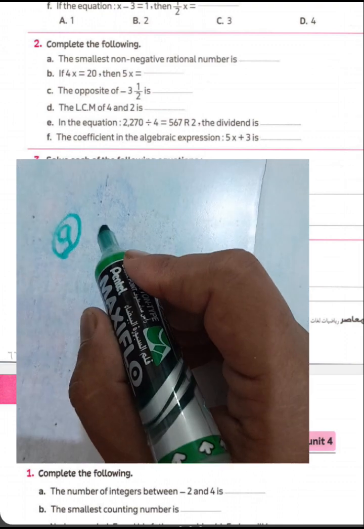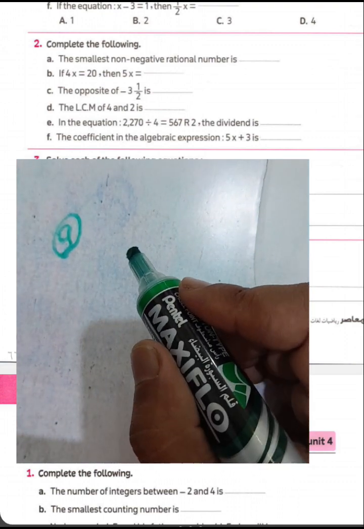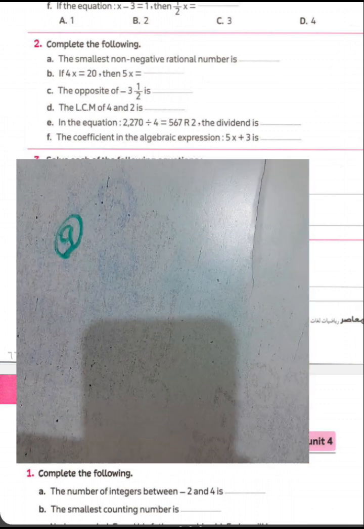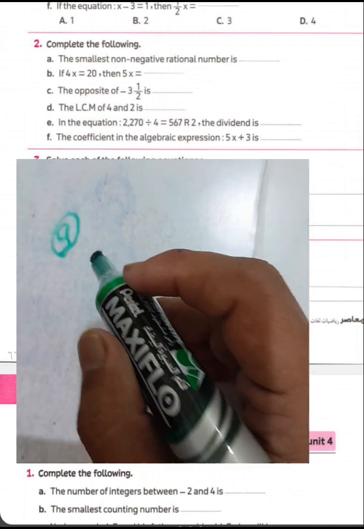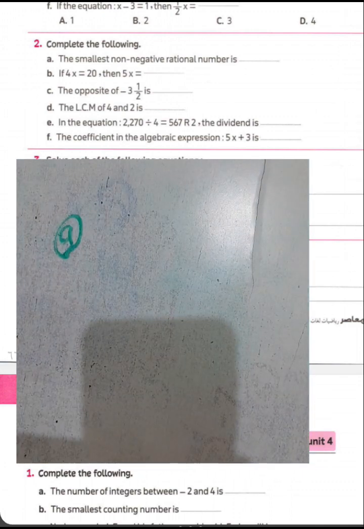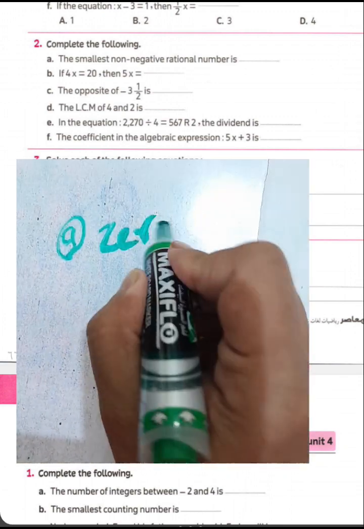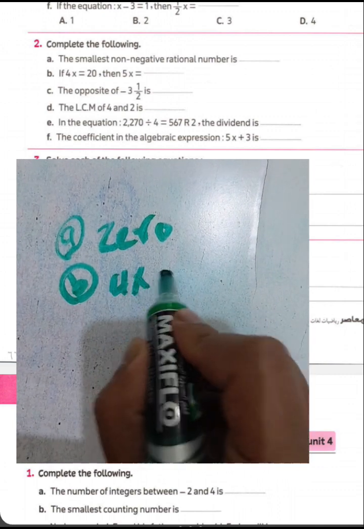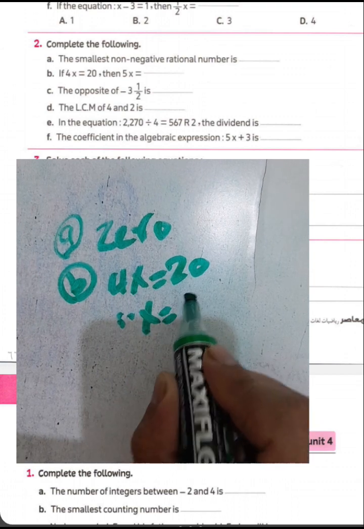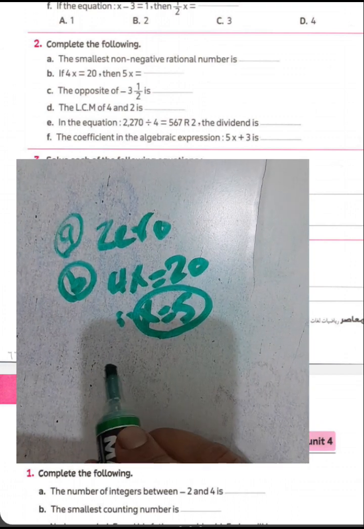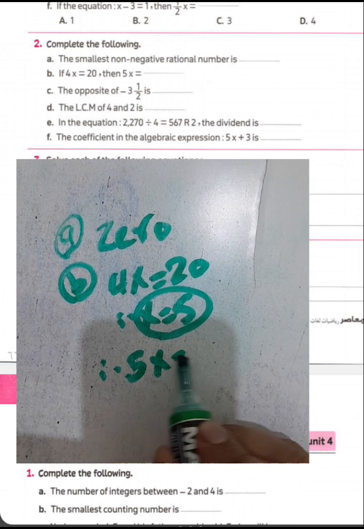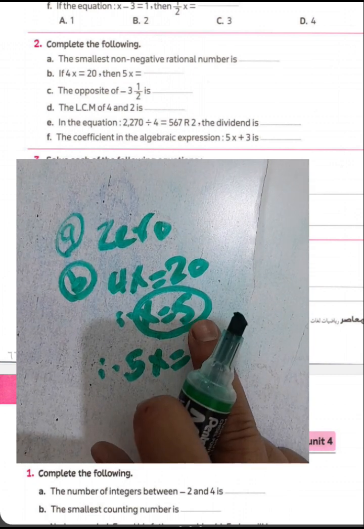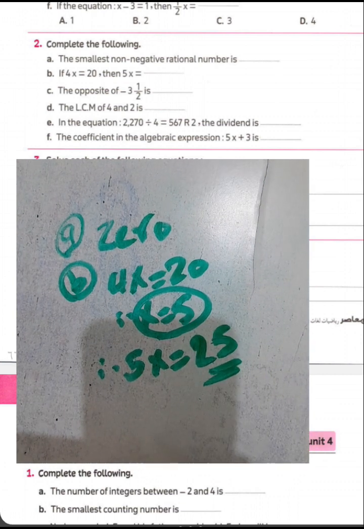Letter A. The smallest non-negative rational number, what will it be? It will be 0, because we know 0 is both a non-negative and non-positive number. Question letter B. If 4x equals 20, then 5x equals what? We have 4x equals 20, then x equals 20 divided by 4 equals 5. So he wants the value of 5x. 5x means 5 multiplied by the value of x. 5 times 5 will be 25.